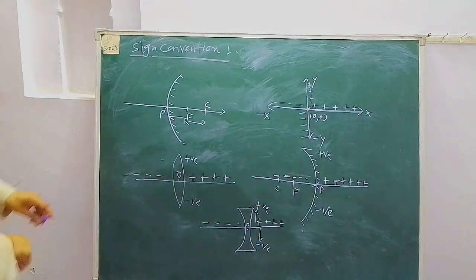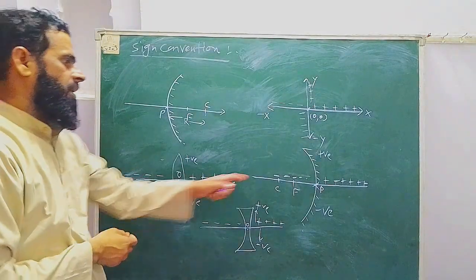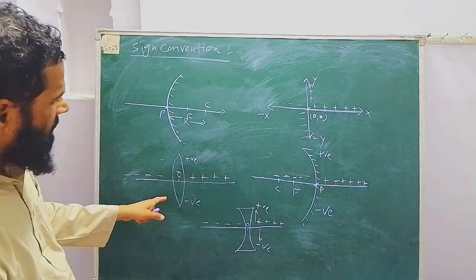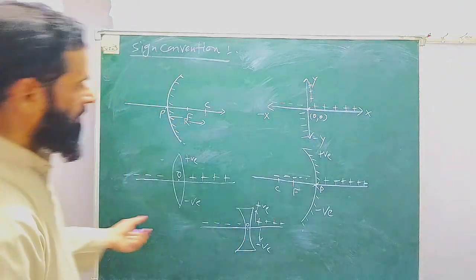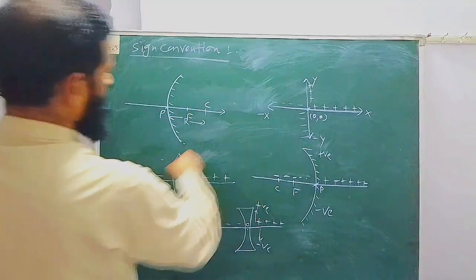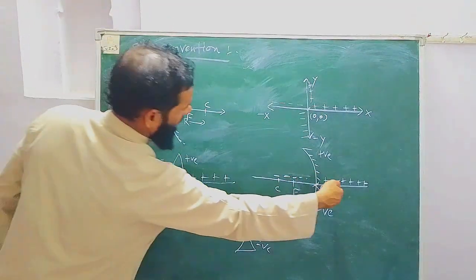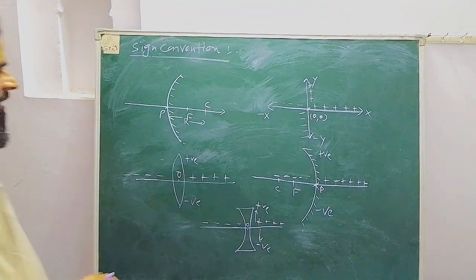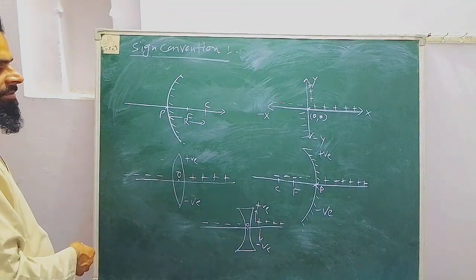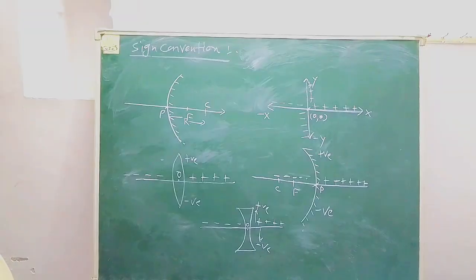Okay, so in case of the concave mirror, convex mirror, convex lens, and concave lens, we use the same sign convention: for the right side we take positive, and for the left side we take negative, and it is very helpful in solving the numericals.